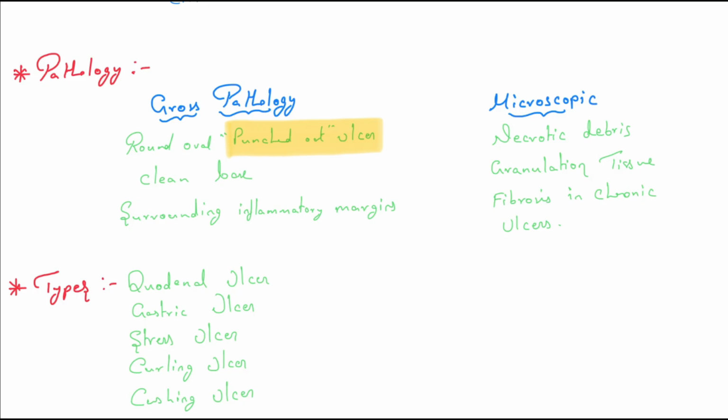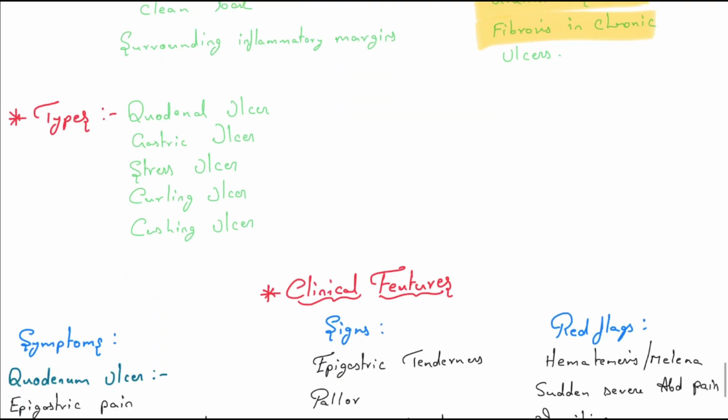Along with that, we can see a clear or clean base. Next, you can see surrounding inflammatory margins in peptic ulcer disease. We already saw many pictures in the beginning of the lecture. Next, we can see microscopic histology. In histology, we can see necrotic debris, granulation tissue and fibrosis in chronic ulcers.